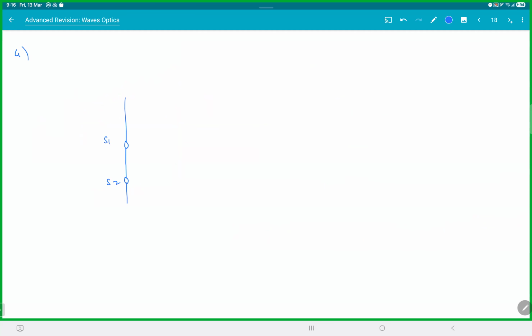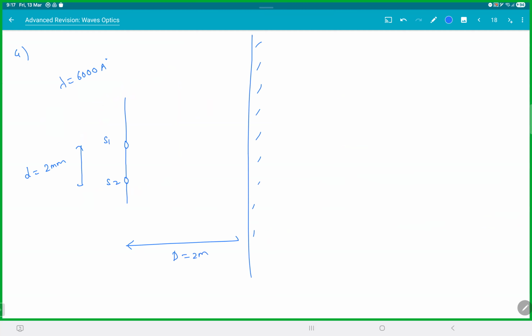S1, S2, the distance between them is 2 millimeters. The wavelength lambda is 6,000 angstroms. We got a screen here very far. Capital D is 2 meters. So there's a point P here at a distance x. Find the intensity at point P when x is 3 millimeters. When x is 3 meters.